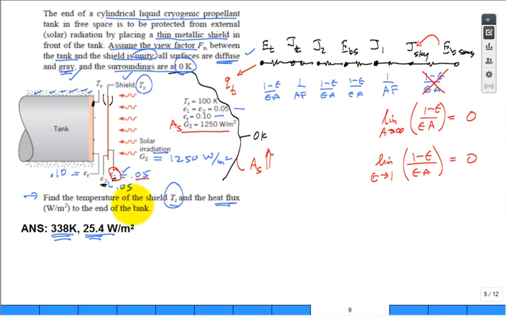Okay, so we've got this term which is the area of the shield, the solar irradiation, and the emissivity, which is the same as the absorptivity. So I guess I'm going to put absorptivity of side 1, which is emissivity side 1, because it's gray. It would be 0.05, 5%. Okay, that's how many watts are being dumped into this network somewhere.